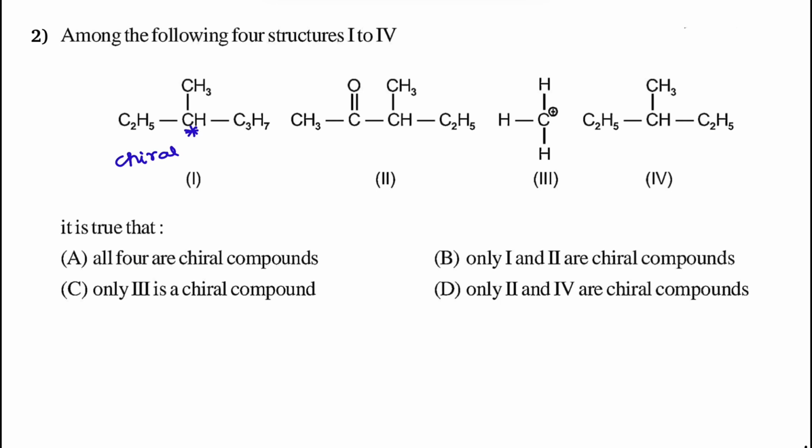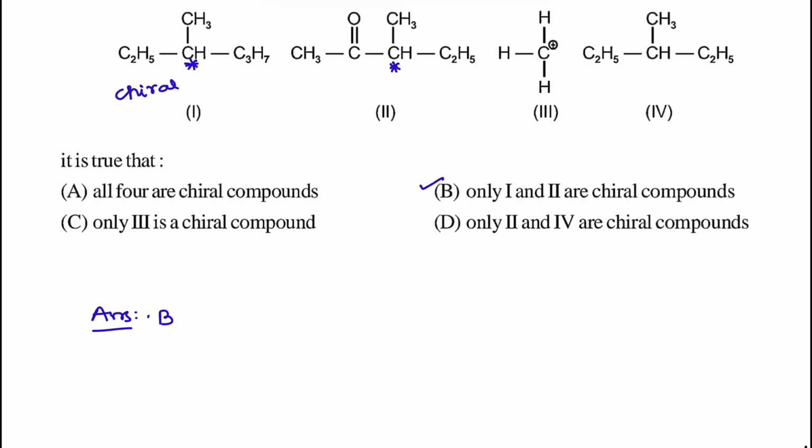And the second one, here also you can see this is a chiral center because it has ethyl group, methyl group, ethanoyl group, hydrogen. A molecule with one chiral center is always chiral. And in case of the third one, there is no chiral center, it is a carbocation. Even in case of the fourth one, there is no chiral center because this is having ethyl group, ethyl group. So 3 and 4 do not have chiral centers. So obviously 1 and 2 are chiral molecules. So the answer must be B.